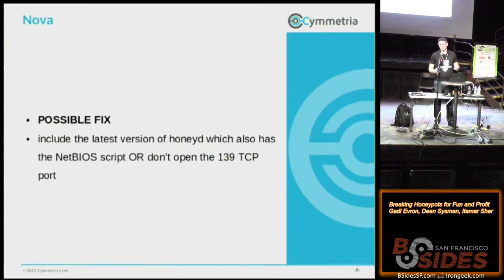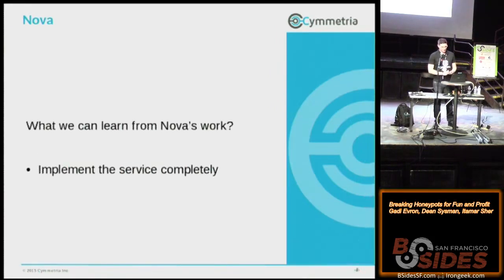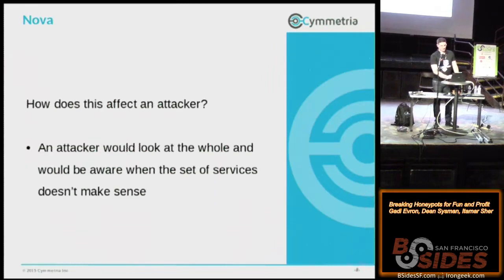Or just firewall off the 139 port. So what can we learn from Nova's work? Implementing one service very well is not enough. You have to implement the package of services to make the machine look believable. So for example, they could have had a lot of other services that were really great, but then posing off as a Windows machine and not having that NetBIOS service just tells you it's not real. And as an attacker, we should look at the whole and be made aware when this set of services doesn't make sense, right?